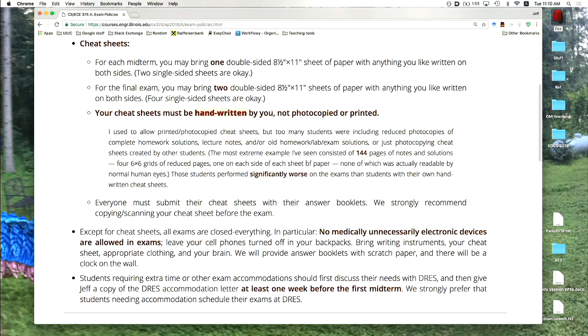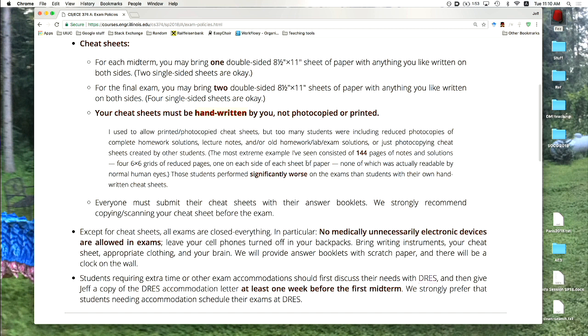And I am not exaggerating when I say this. The most extreme example of this is somebody managed to photocopy a 6x6 grid of pages on each of 4 sides for the final exam cheat sheet. It's 144 pages of utterly illegible notes and solutions.